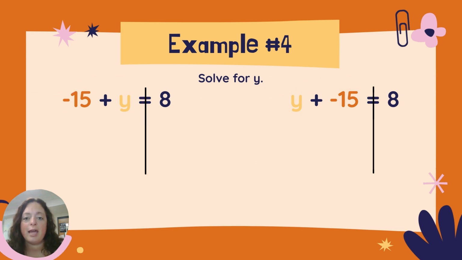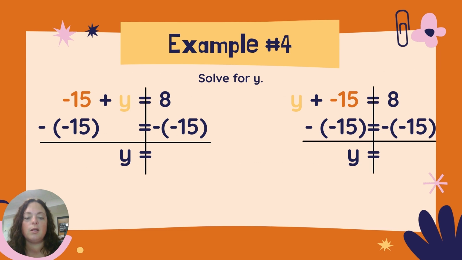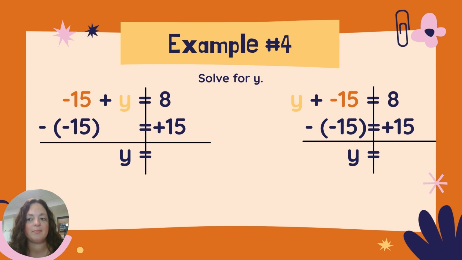To do this, since these two numbers are being added together, we're going to subtract the negative 15. So we need to write minus negative 15 on both sides of the equal sign. Draw your line underneath, and then on the left side, when we subtract negative 15 from negative 15, we'll end up with 0. So on the left side, we only have the y. But remember that subtracting a negative is actually the same if we add the opposite. So let's go ahead and change that. Instead of subtracting negative 15, let's add positive 15. Now just do the math on the right side. What is 8 plus 15?